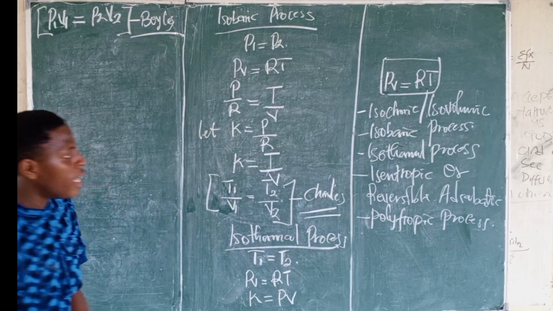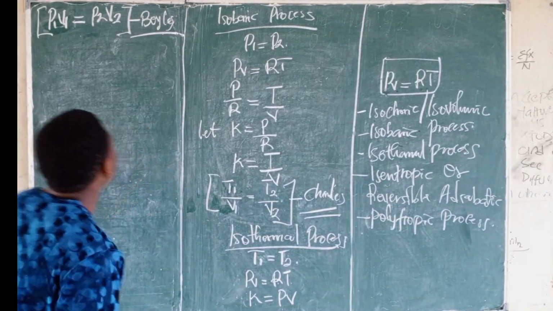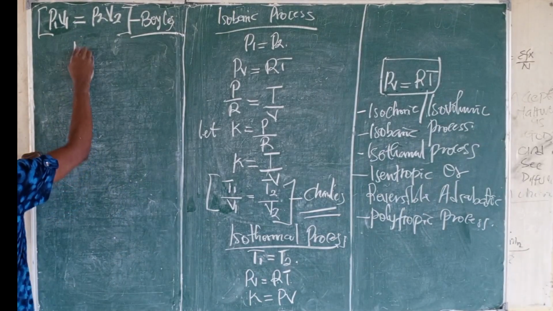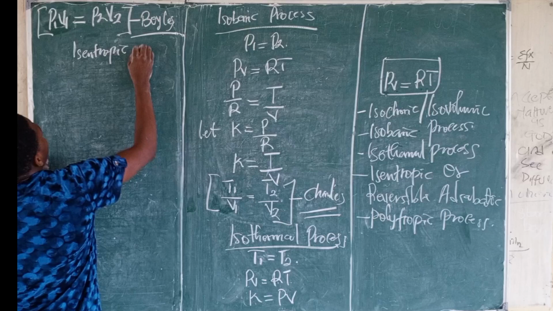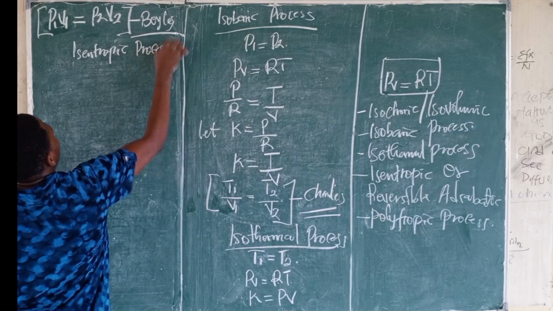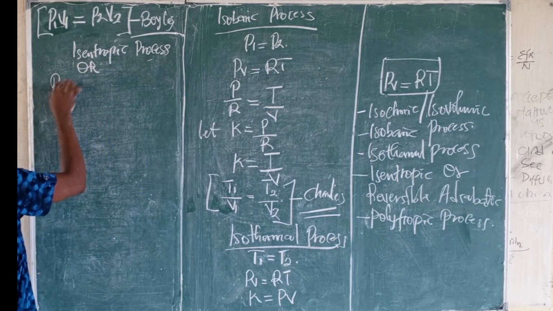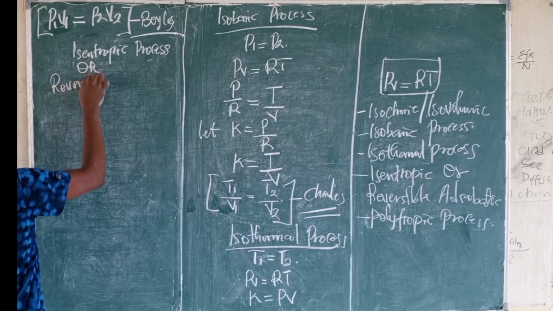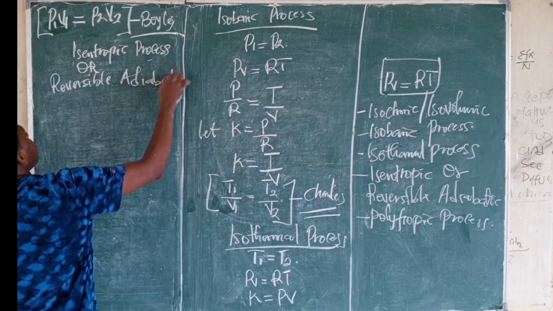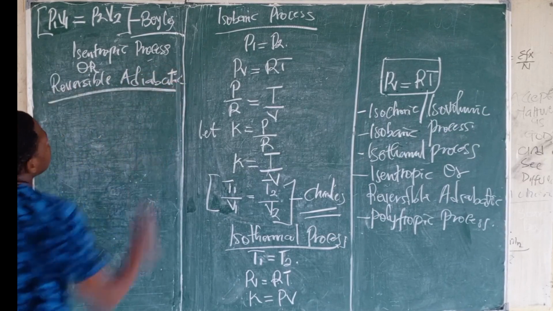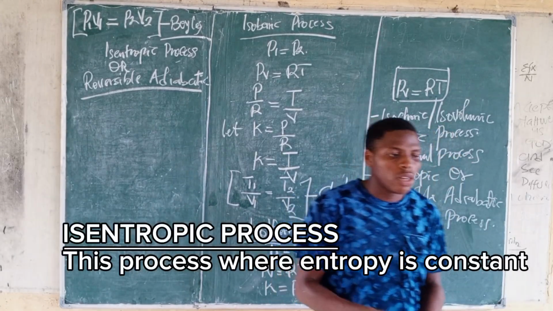Now for the isentropic process, we know that the isentropic process is also called the reversible adiabatic process. For your isentropic process, your entropy is constant.